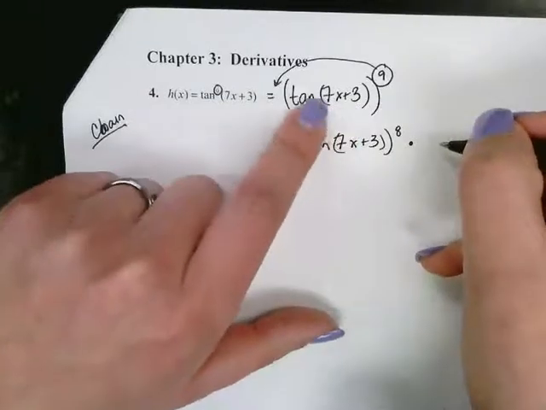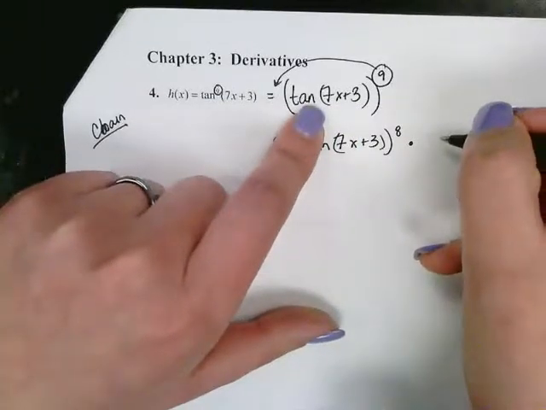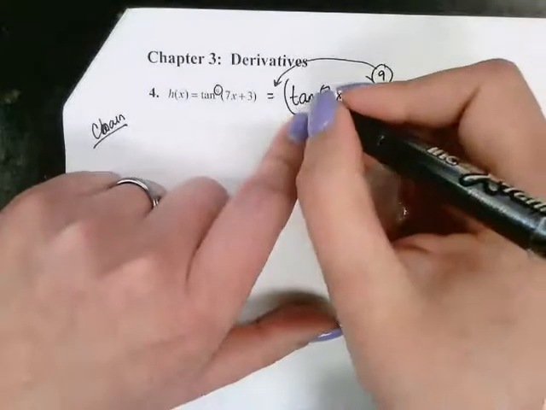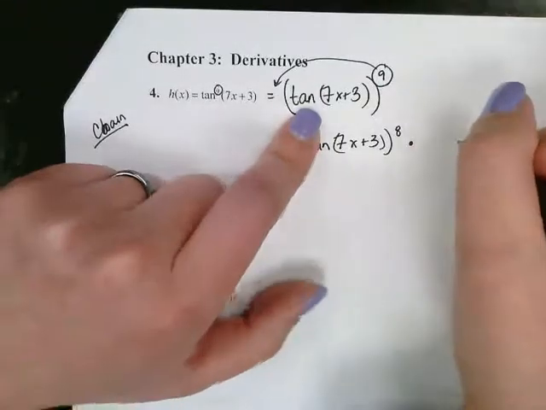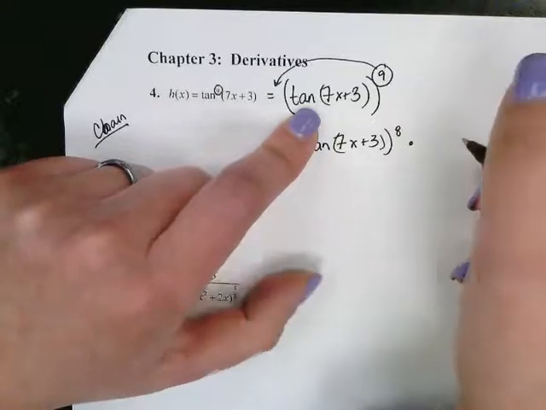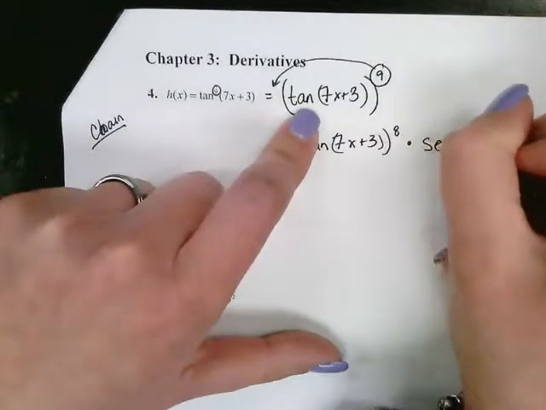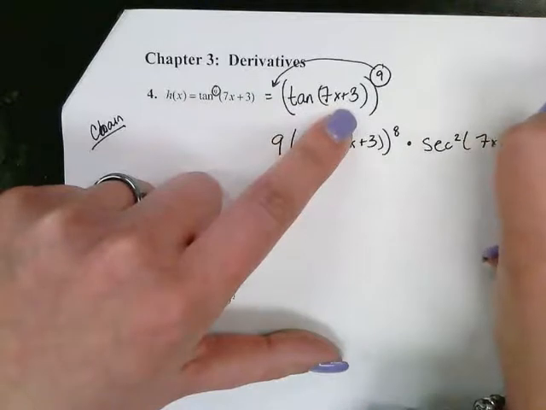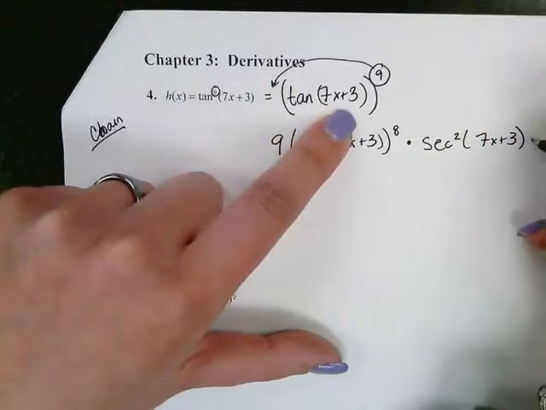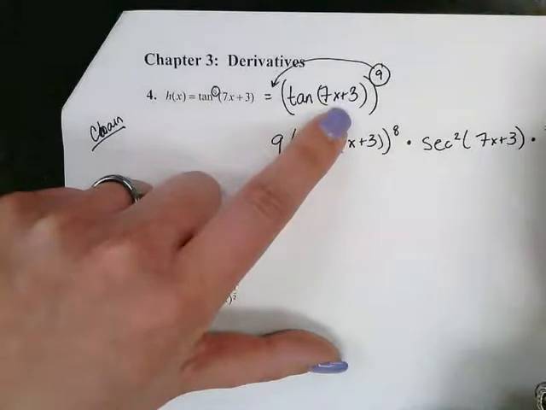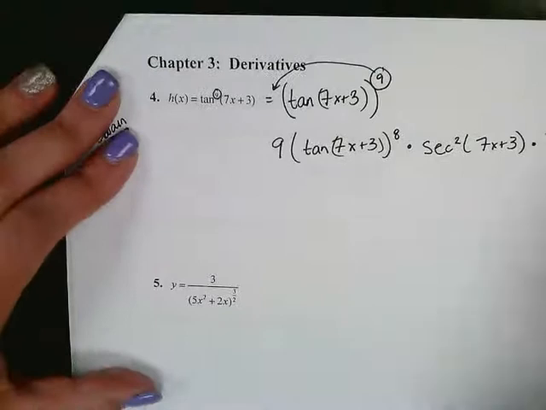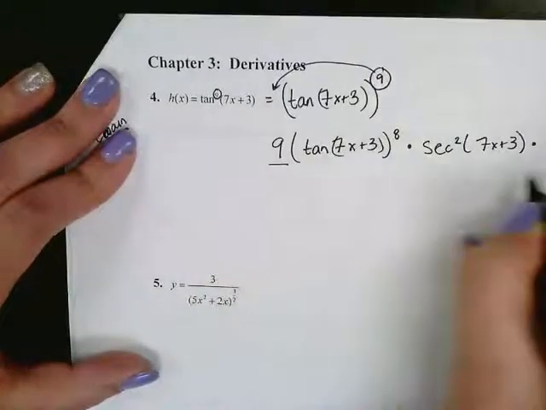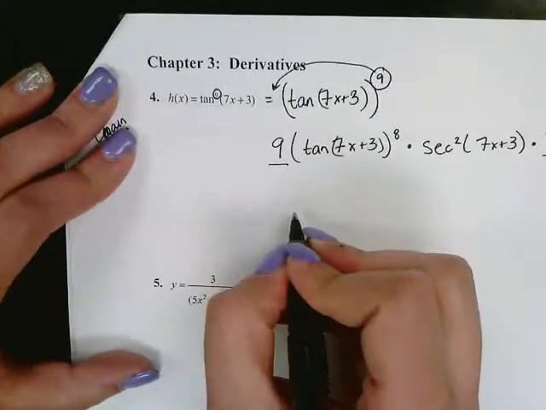And again, in the derivative of this, you're going to take the derivative of tangent, which is secant squared. Am I right? So secant squared of 7x plus 3, times the derivative of the inside, which is just 7. Okay? And then we can clean this up, and really the only thing we can do to clean this up is multiply the 9 and the 7.